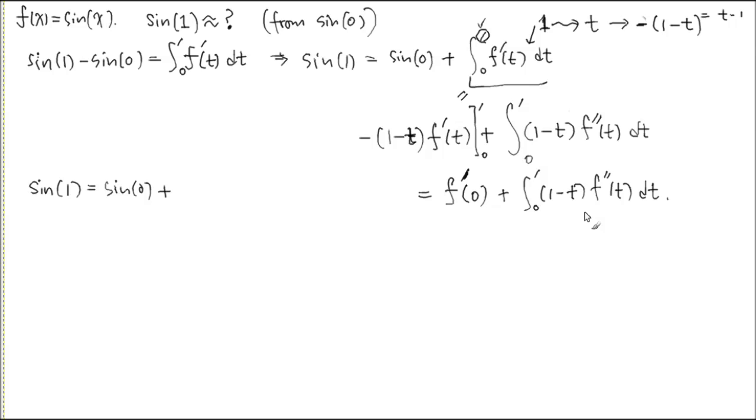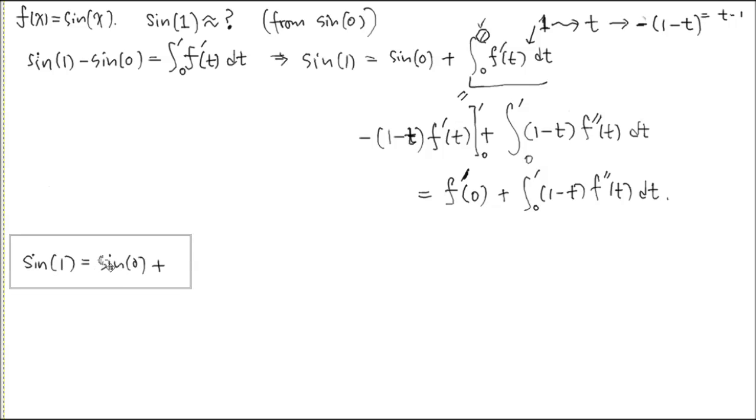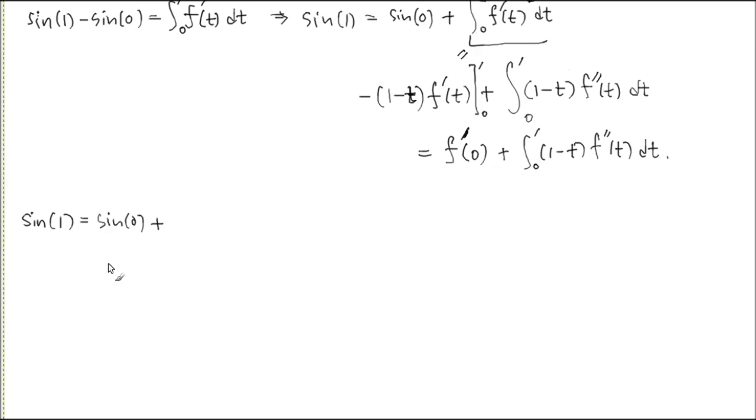So what we're trying to do here is that if you repeatedly use integration by parts, some weird formula shows up that helps us to compute the sine of 1 in an elementary way, although the idea behind it is sophisticated. So we're going to write that down.